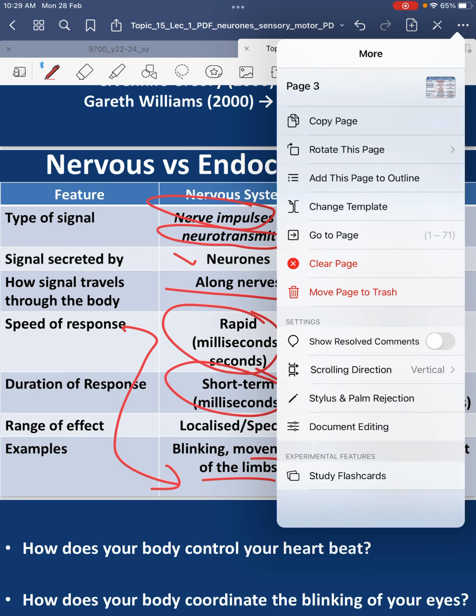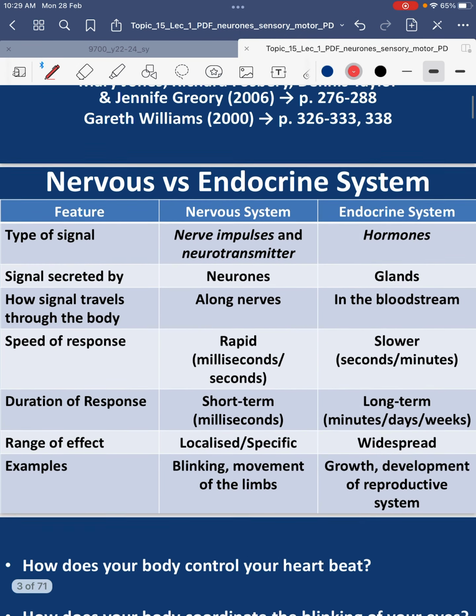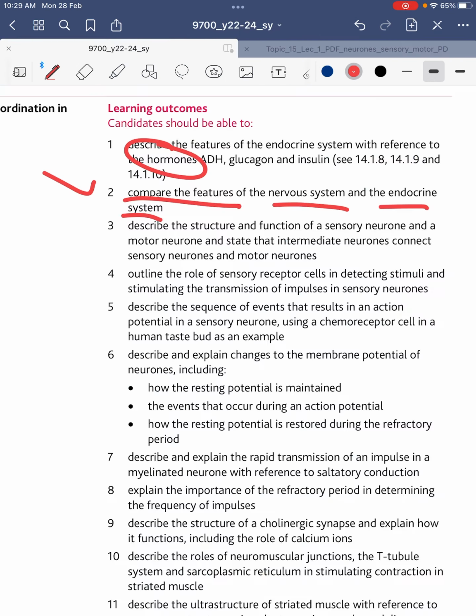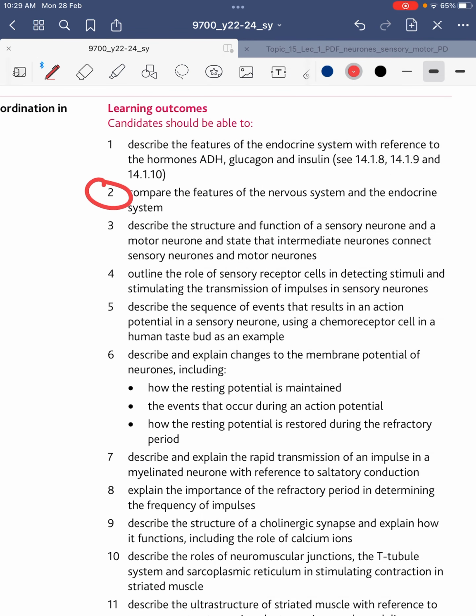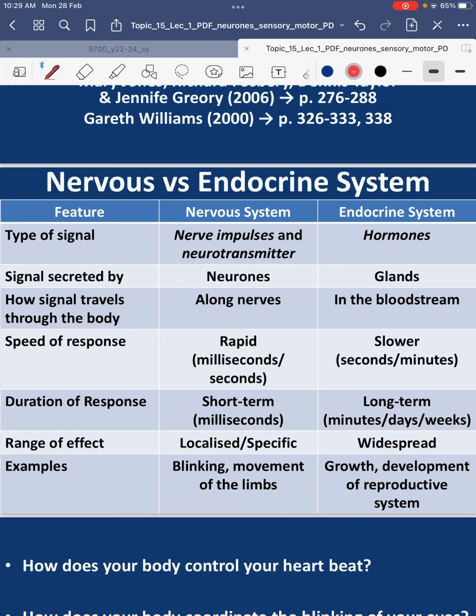Okay, so this is stated in the learning objectives, which is objective number 2. You have to know the differences between the nervous system and the endocrine system. So you'll have to look at what releases the chemical, what are the chemicals, in what form, where are they released, and then what about the response, the speed of the response, the duration of response, the range of effects, and some examples.